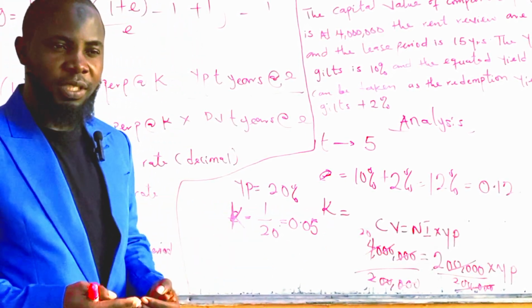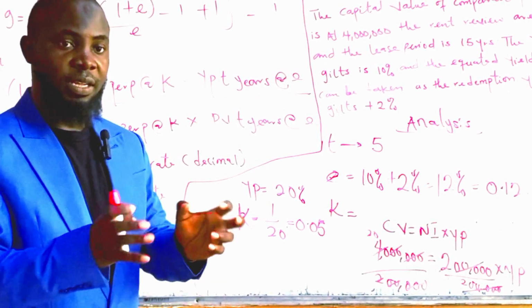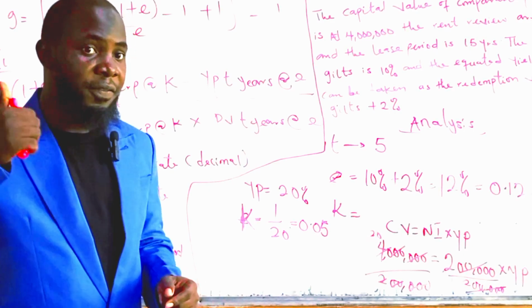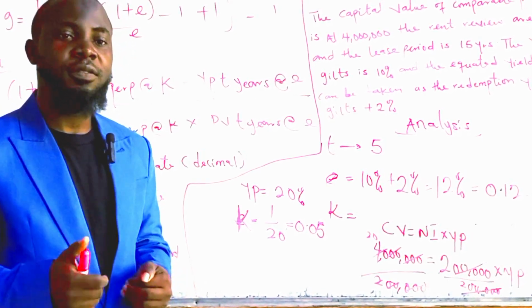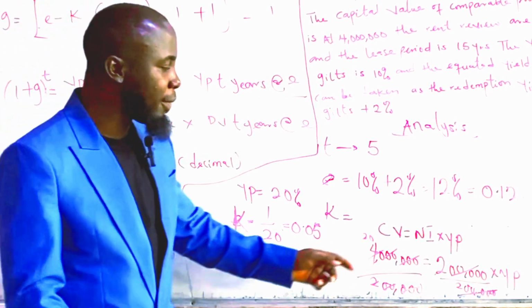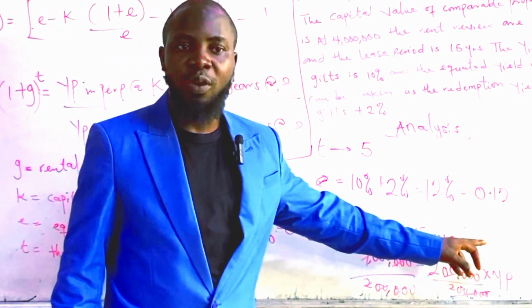Now this brings us to K, which is the capitalization rate. At what rate will they capitalize this rent to arrive at the capital value? Very simple. Remember your investment method of valuation. Capital value equals net income times YP. We have been given our capital value. We have been given our net income. It remains our YP. That's what we are looking for.